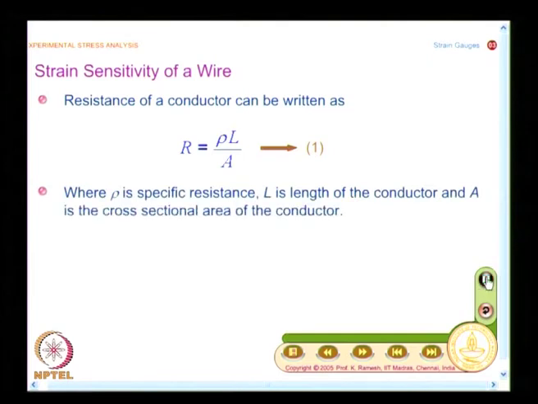This is done in your high school physics. Suppose I want to know what is the resistance of a conductor. It is defined as rho L by A, where rho is the specific resistance of the material, L is the length of the conductor, and A is the cross sectional area.